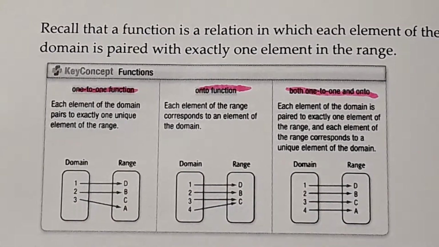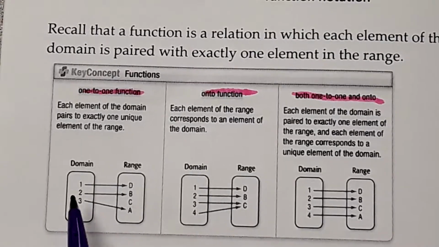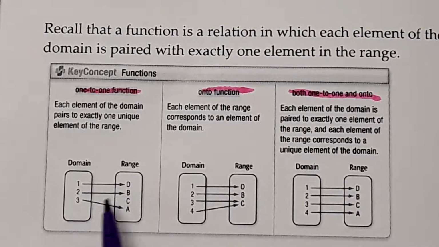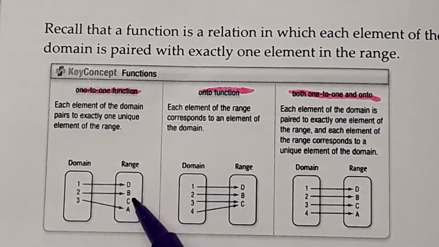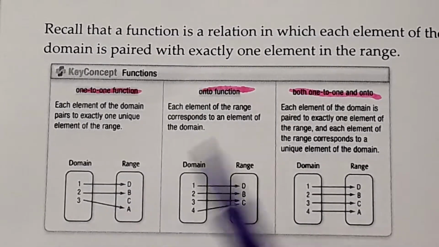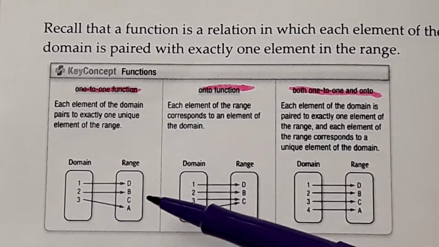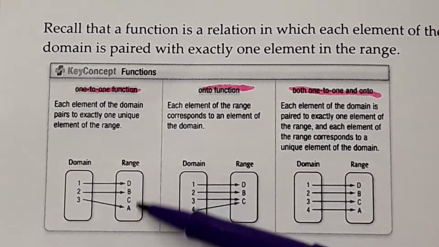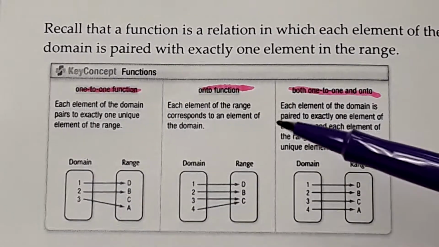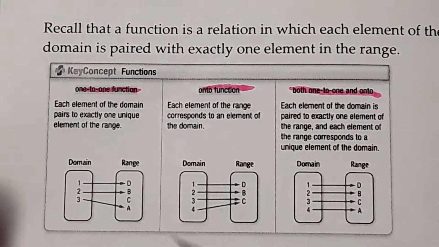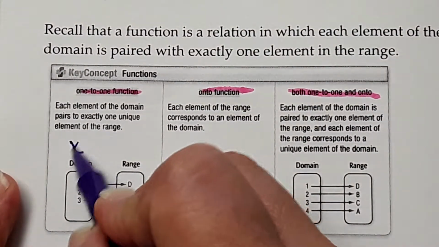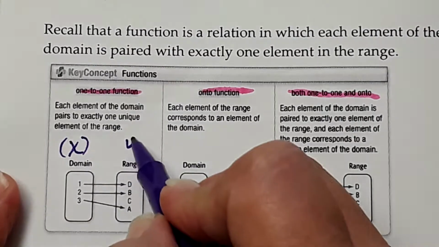Notice that each element of the domain pairs to exactly one unique element of the range. So 1 goes to D, 2 goes to B, 3 goes to A. There's one element that's not used, but at least the domain goes to exactly one of the ranges. And the domain is always your X value. So this is usually your X value. This is usually your Y value.